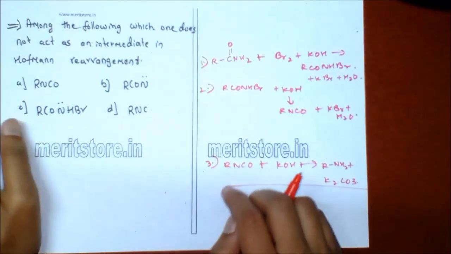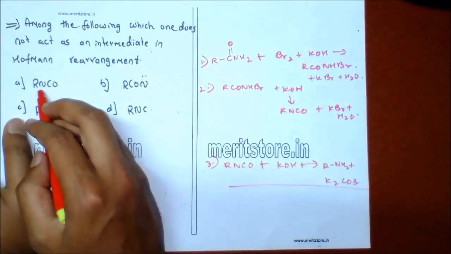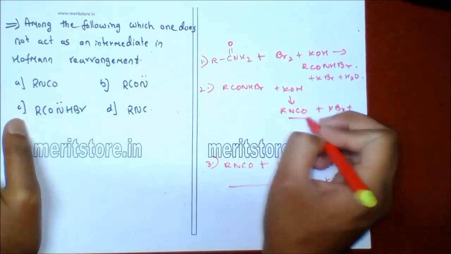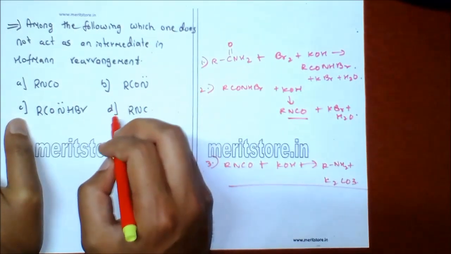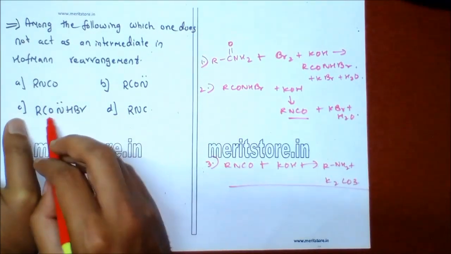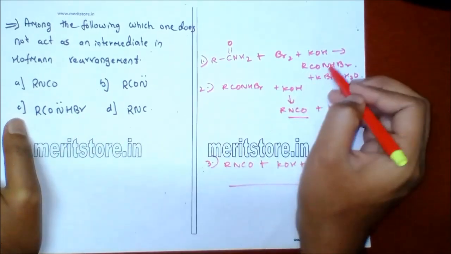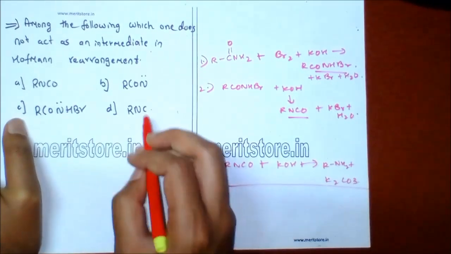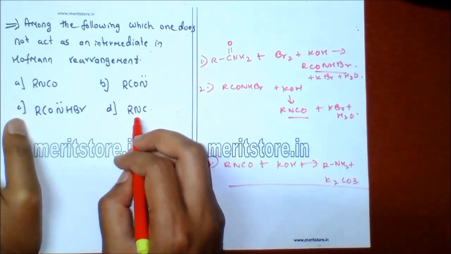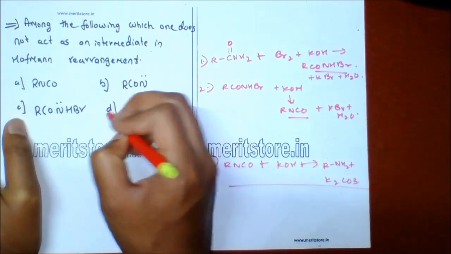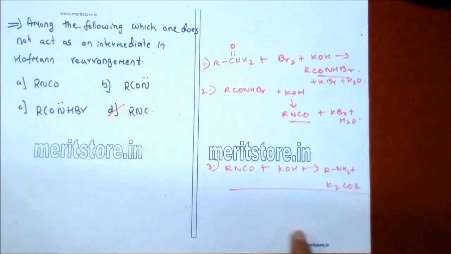So RNCO is formed, RCONBr is formed and RCONHBr is formed in this reaction. The RNC isocyanide is not an intermediate of the reaction, so option D is the correct answer.